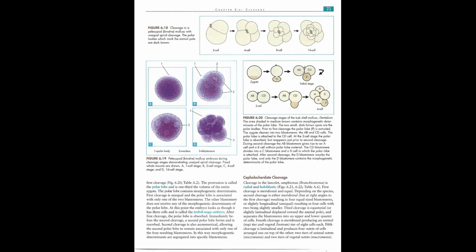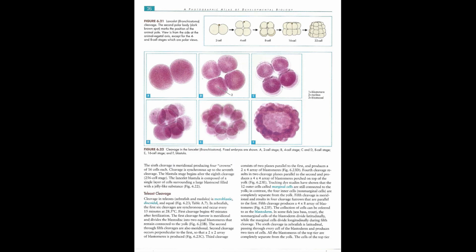Third cleavage is equatorial, or slightly latitudinal displaced toward the animal pole, and separates the blastomeres into an upper and lower quartet of cells. Fourth cleavage is meridional producing an animal, top, tier and vegetal, bottom, tier of 8 cells each. Fifth cleavage is latitudinal and produces 4 octets of cells arranged one on top of the other, 2 tiers of animal octets, micromeres, and 2 tiers of vegetal octets, macromeres. The sixth cleavage is meridional producing 4 crowns of 16 cells each.